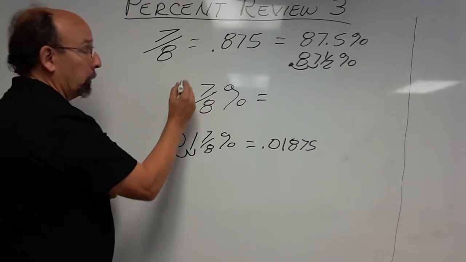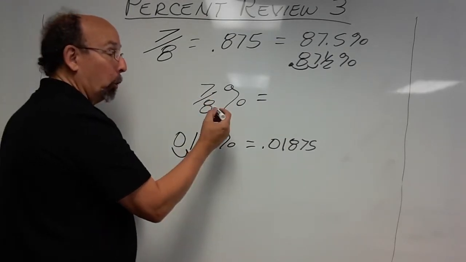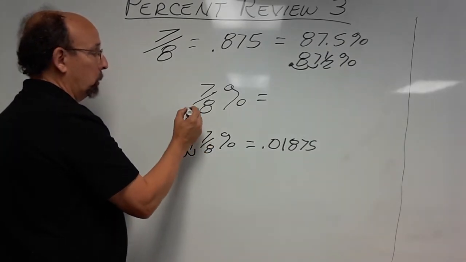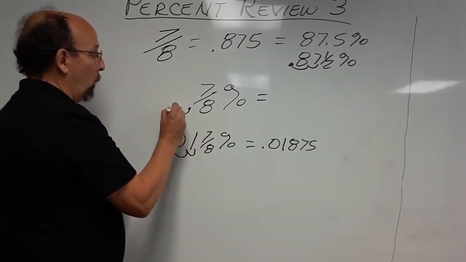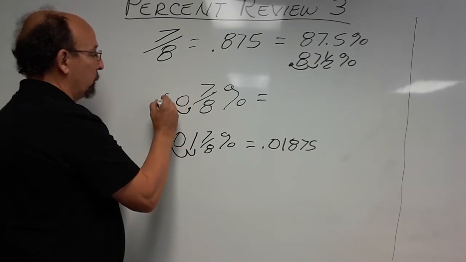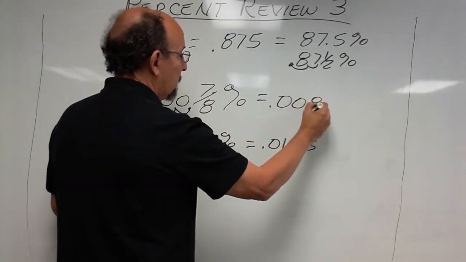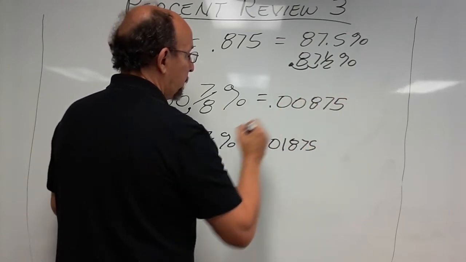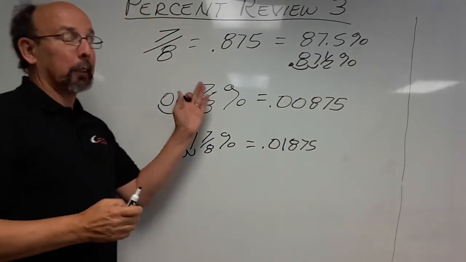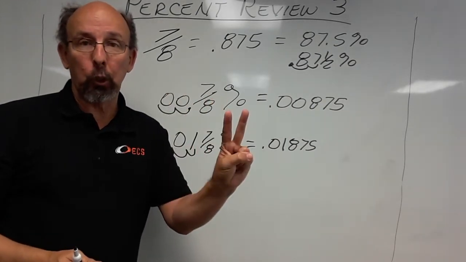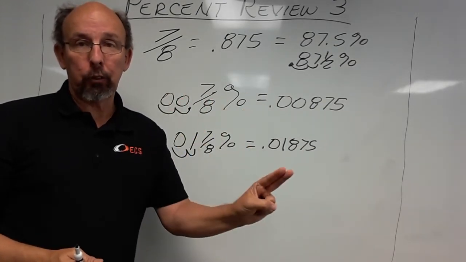There is no whole number. I'm going to start right here with my decimal. I'm going to go 1 two places, 0 0. This is 0.00875.